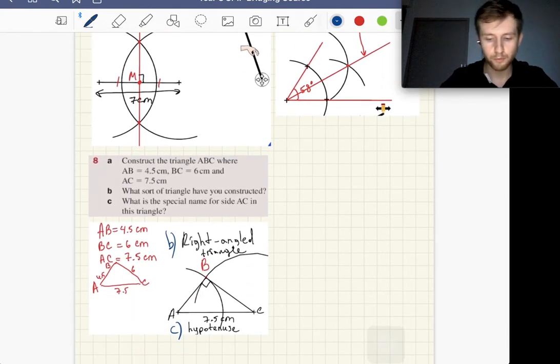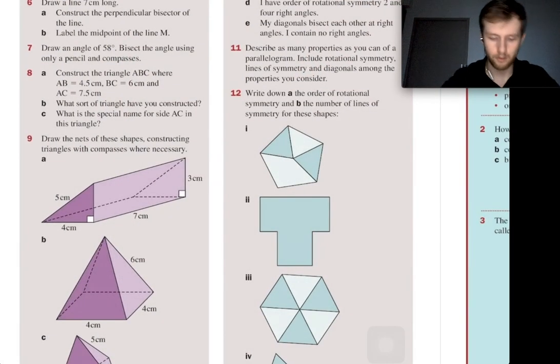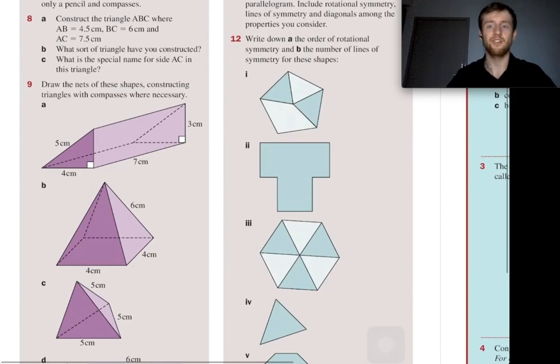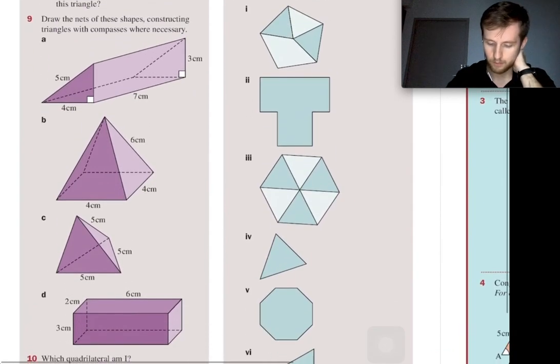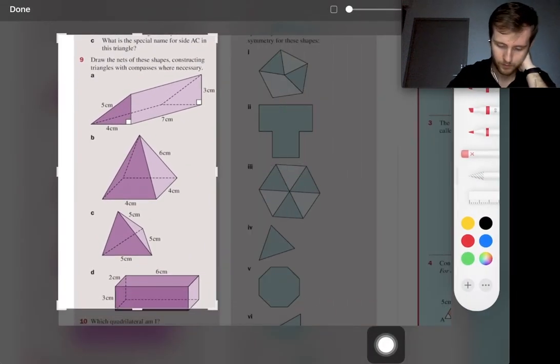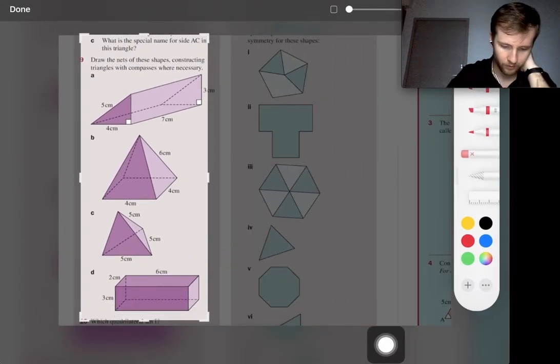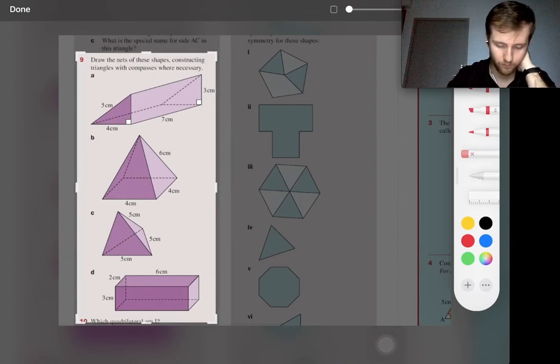Let's do a couple more questions. I think we can finish this chapter in this lesson. So a net. This is an interesting topic, number 9. Draw the nets of these shapes, constructing triangles with compasses where necessary.